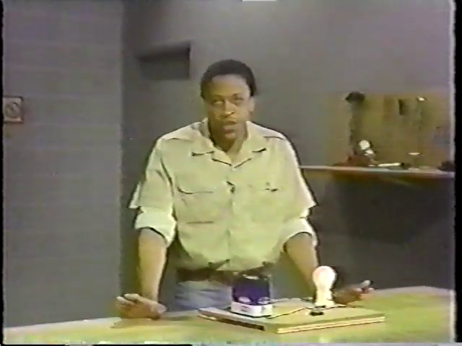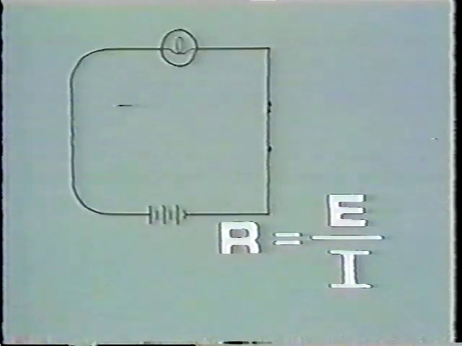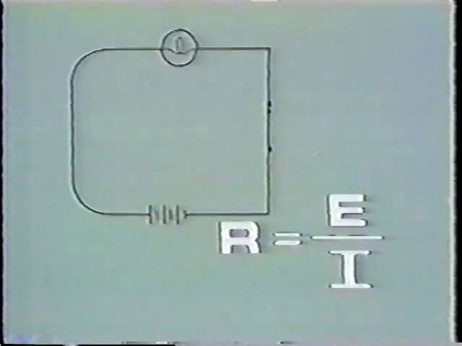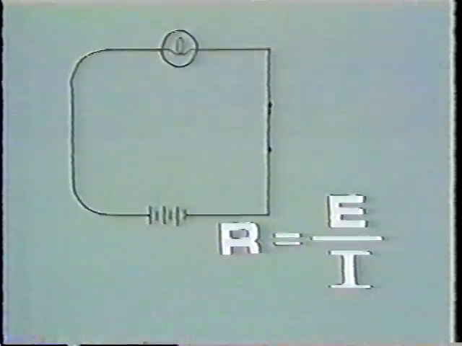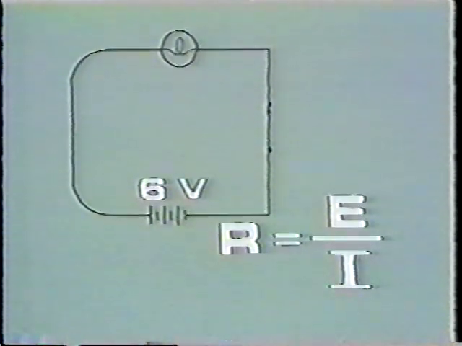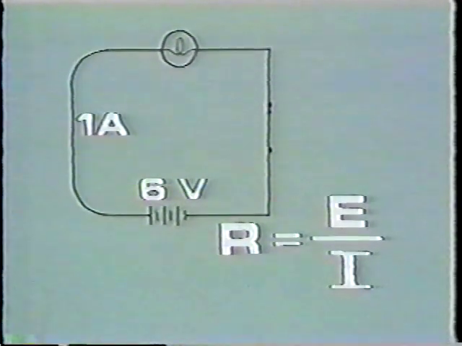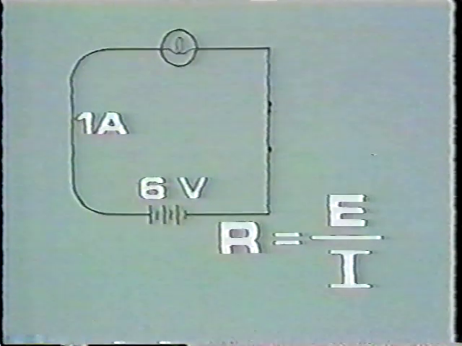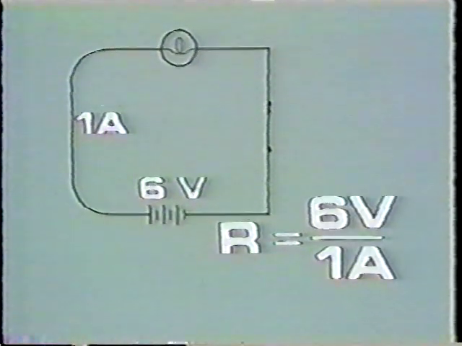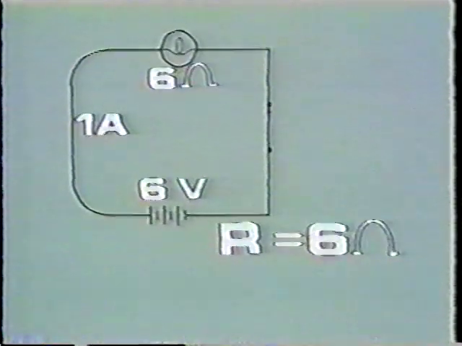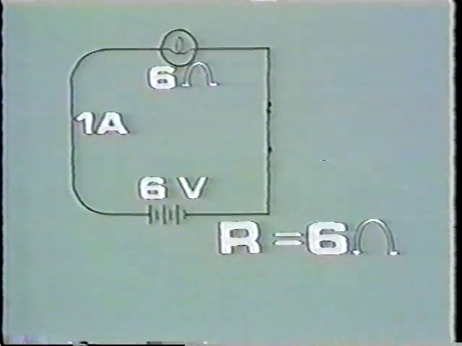Now let's solve for resistance. To do that, we'll rearrange Ohm's law to read R equals E over I. We need to know the values for voltage and current in order to do that. Here's a schematic that represents a circuit just like the one we just saw. Only this time the circuit contains a 6-volt battery, and there's 1 amp flowing through it. R equals 6 over 1. That means the resistance in the circuit is 6 ohms.